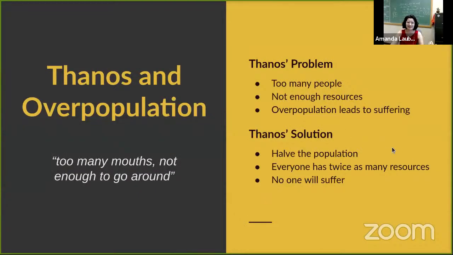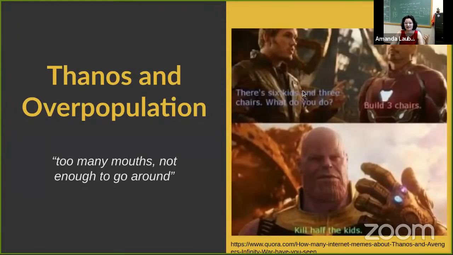His plan at that time and for all time forward was to just cut the population in half. His reasoning is if you have half as many people, then anyone who's left over will have twice as many resources, and so no one will suffer anymore. That's demonstrated in this picture right here, where you imagine you're in a room with 3 chairs, but 6 kids that need those chairs. One course of action might be to say, okay, I'll procure 3 more chairs. But what Thanos would say is kill half the children in the room, which is clearly not the appropriate course of action.